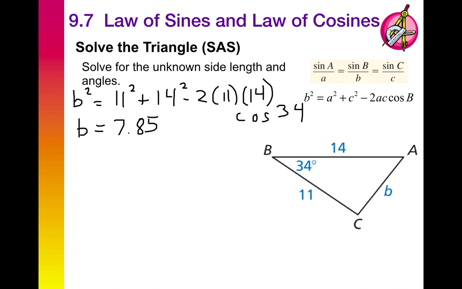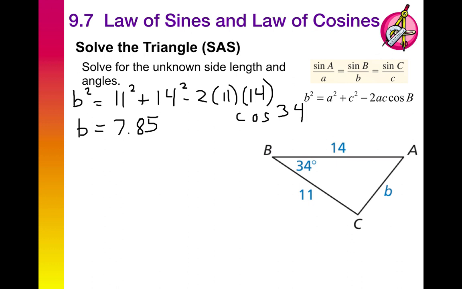So now we have side B, and we want to calculate the other angles. To calculate the other angles C and A, we can go back to the law of sines. So we don't have to use this long formula down here. We can use these ratios up here. So to calculate the angle A, I'm going to use this angle here, 34, and the side B, which is 7.85, as my ratio, and then calculate A.